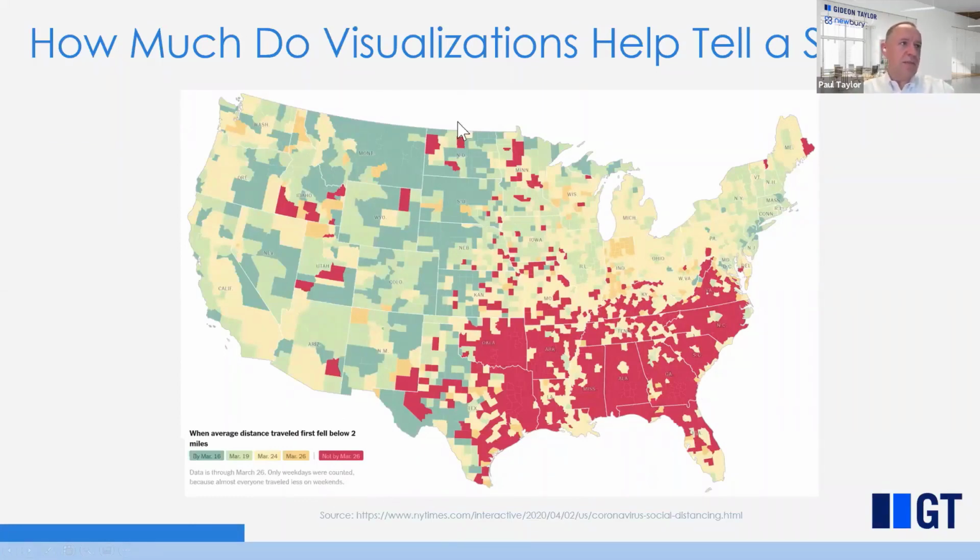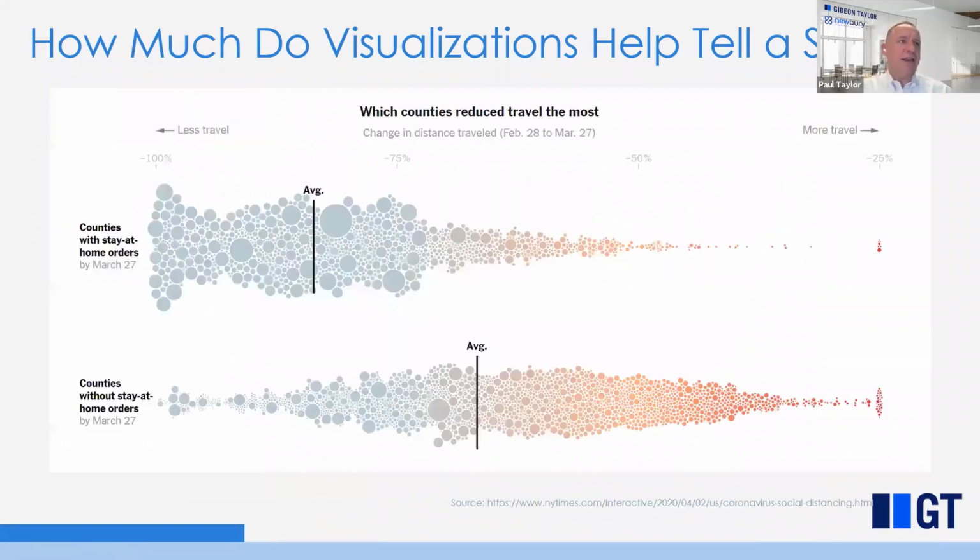Here, in the Midwest, is where travel really started to drop first, and then over in the Northeast. And so visualizations help you to gather data at a glance. Here's just one more where we say, okay, do stay-at-home orders really make you stay at home? And we can see that the easy answer is yes.